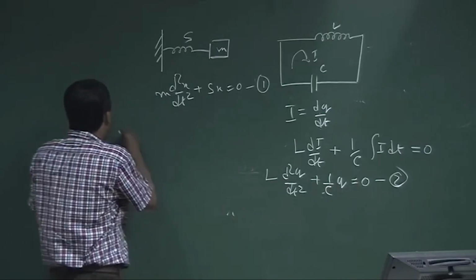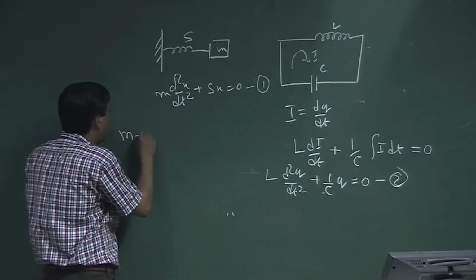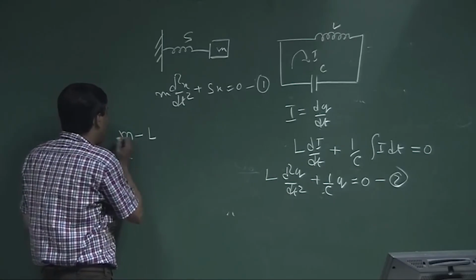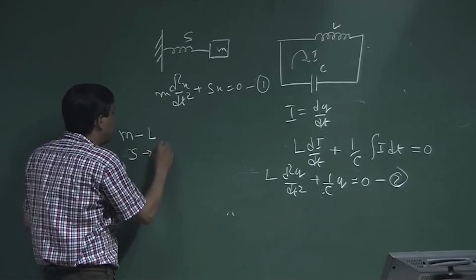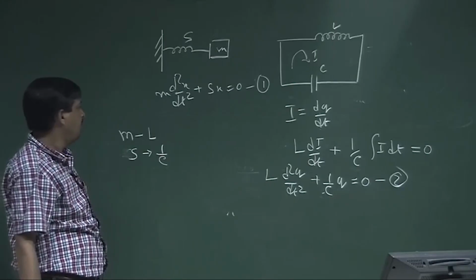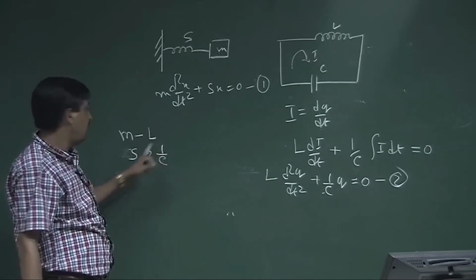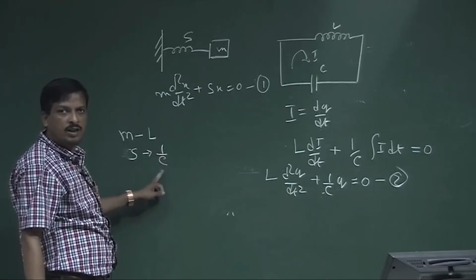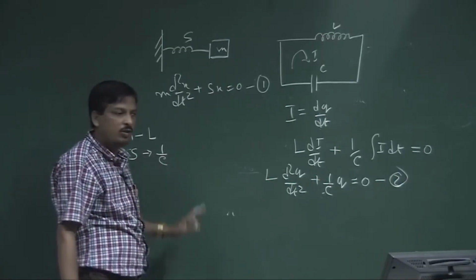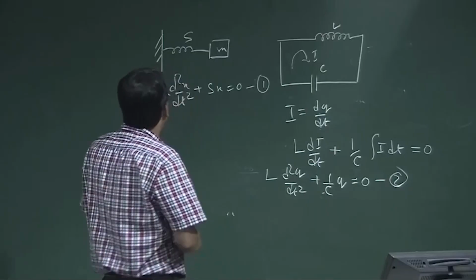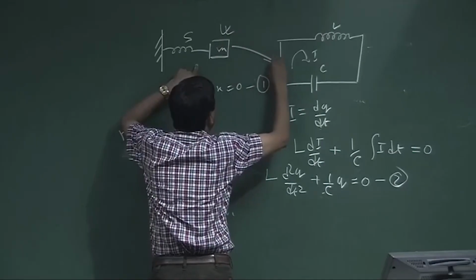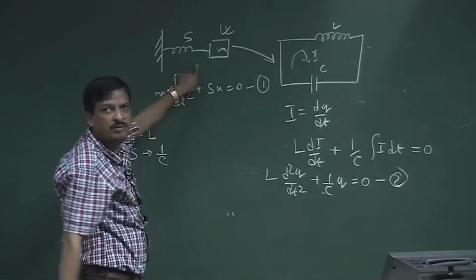So, I can say the mass M is analogous to the electrical inductance, and the stiffness of the spring is analogous to the inverse of the electrical capacitance. So mass is analogous to L, and C is 1 by S, or S is 1 by C. So for any mechanical circuit that is given, I can say the electrical equivalent circuit is this one.